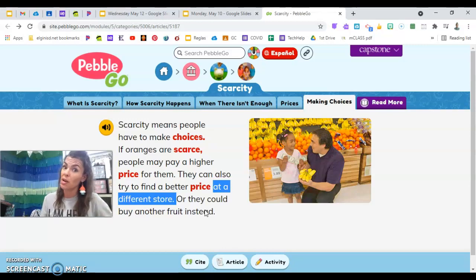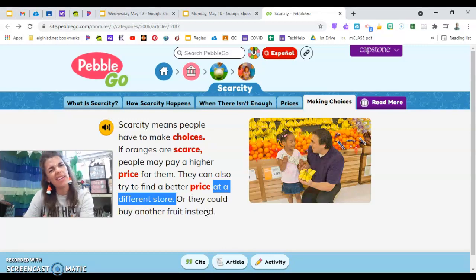Not many of you want to pay more money. So why is that? Why not pay all your money for the orange? We have other things to buy too. You can't spend all of your money on one thing. You've got to make decisions. If the oranges are more expensive, maybe you go with bananas that week. Or you can always go to a different store. But when things are scarce, hard to find, we have to make decisions with our money.